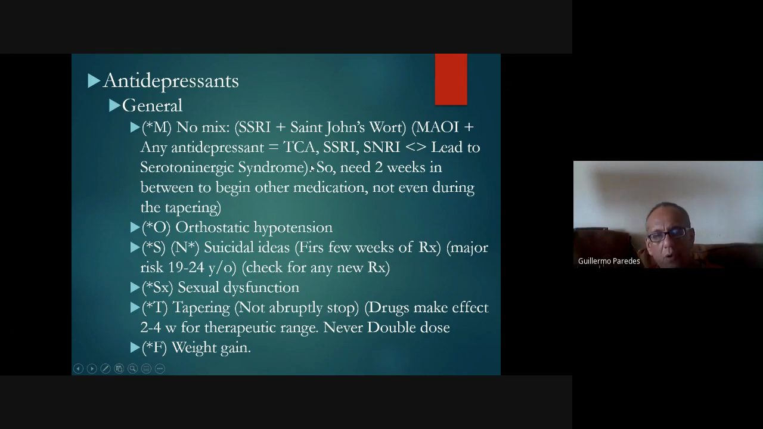MAO inhibitors plus any antidepressant actually can lead to serotonin syndrome. Why? Because all these, MAO plus TCA, SSRI, SNRI, are going to increase the levels of serotonin. So they have an excess of serotonin. Especially MAO inhibitors. No MAO with any other antidepressant. Is that clear?